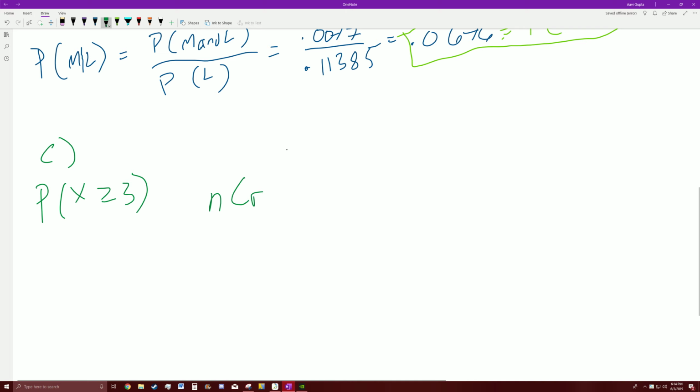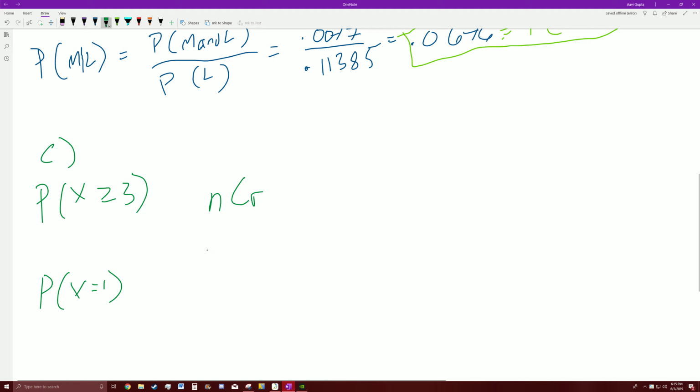And what you have to do for this part is, because you use nCr for exact probabilities. Like if I wanted to find the probability X is equal to 1, I could use nCr, but here I have to find n choose r for 1, n choose r for 2, n choose r for 3. I add them up, and then I have to subtract from 1, because that gives me the complement probability. So here's what I have to do.